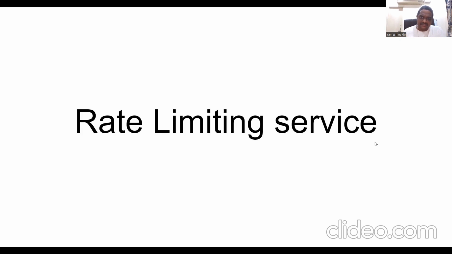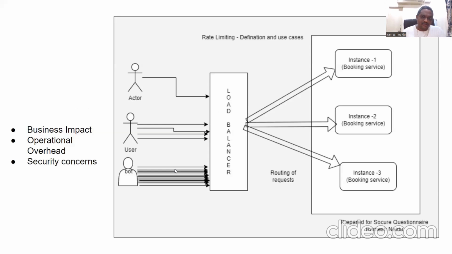First, I'll start with what rate limiting is, how it's impacting our business, what kind of operational overheads we had, what security concerns we faced, and how we tackled this. Then I'll deep dive into the solutions. And more importantly, I'll take time to explain in detail the sliding time window which we have implemented here.